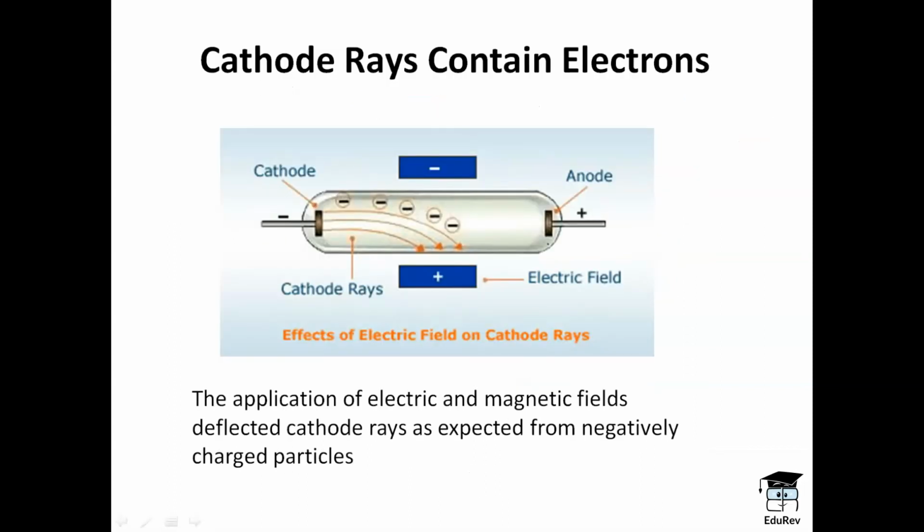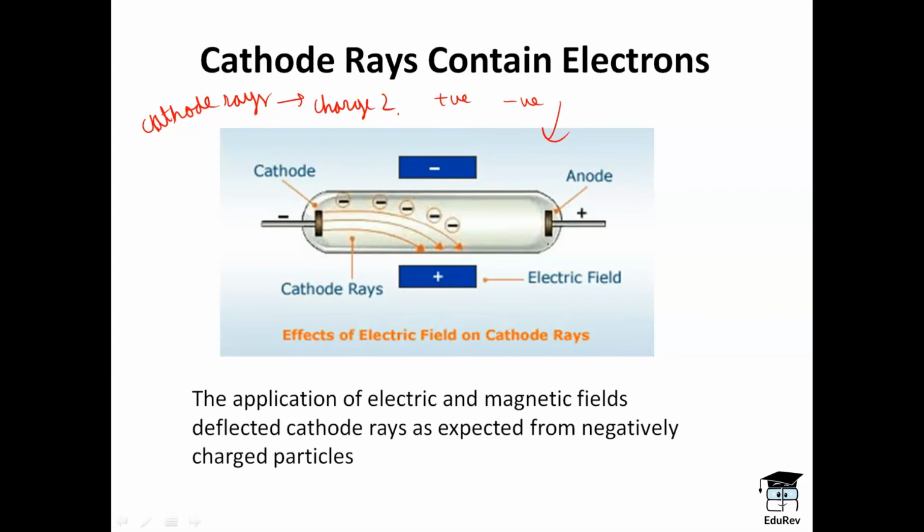Now, how was the charge determined on these cathode rays? How did we come to know whether positive charge or negative charge particles are there? Through this experiment, we will get to know.